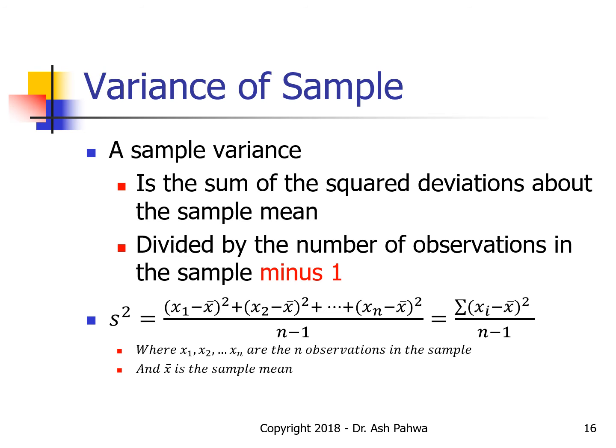Now let us compute the variance of a sample. A sample variance is defined as the sum of the squared deviations about the sample mean divided by the number of observations in the sample minus 1. So, here in our example, we divide this by n minus 1, whereas in the case of a population, we were dividing it by n. That is the only difference between them.